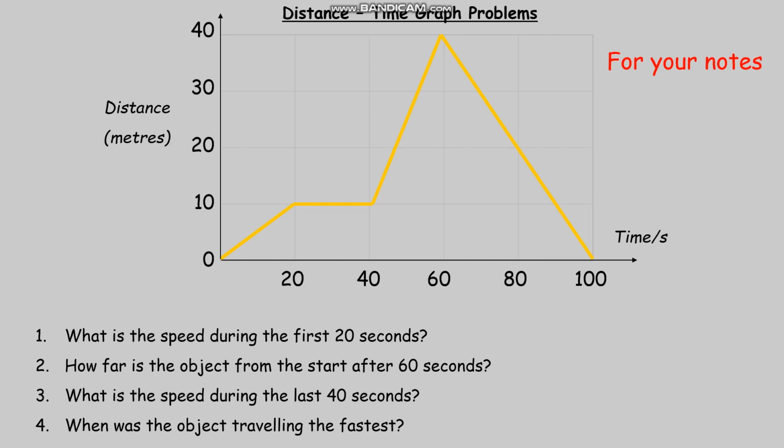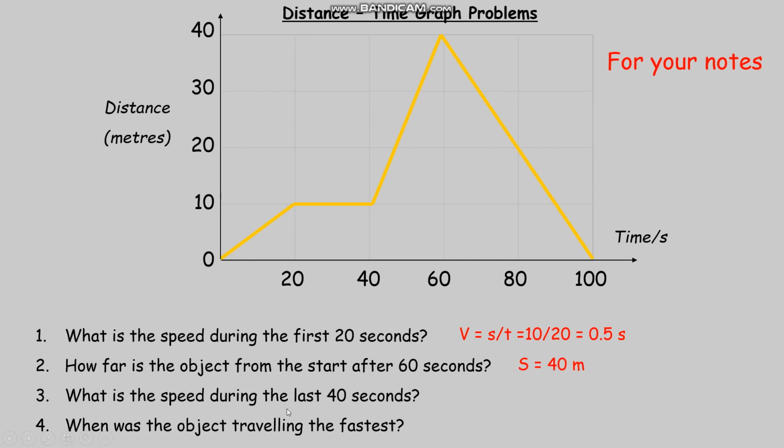Okay, solutions then. What is the speed during the first 20 seconds? Well, speed v equals distance divided by time. So after 20 seconds he's travelled 10 meters, so it's 10 divided by 20, which gives you 0.5 meters per second. Question 2, how far is the object from the start after 60 seconds? This often fools people because all you have to do is read from the graph here. So 60 seconds up, they've travelled 40 meters.